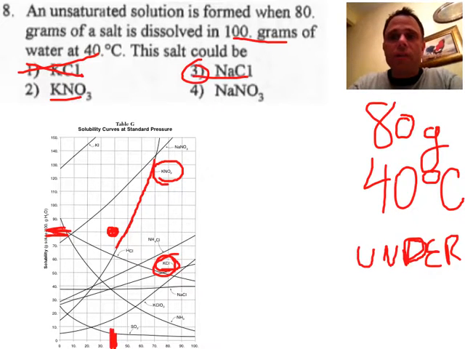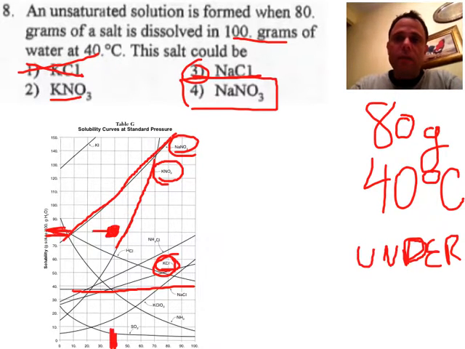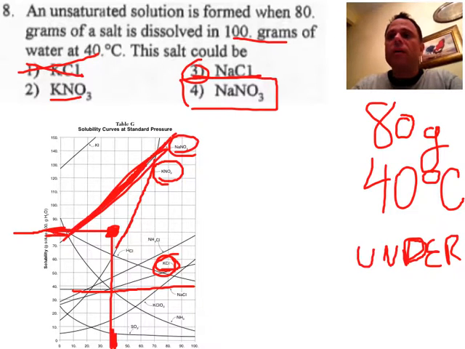Sodium chloride, didn't mean to circle it like it's correct. Sodium chloride is, where is that line? NaCl right here. No, definitely above. Now let's inspect sodium nitrate. There's that line, following it through. This dot here, 80 grams at 40 degrees Celsius, is below this line. Unsaturated, choice 4.